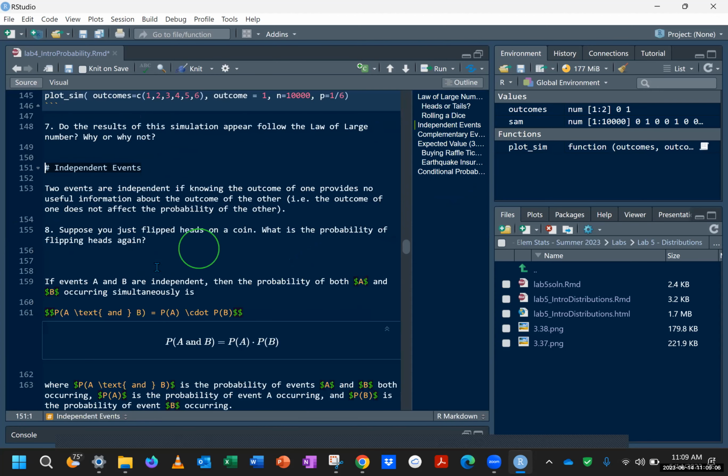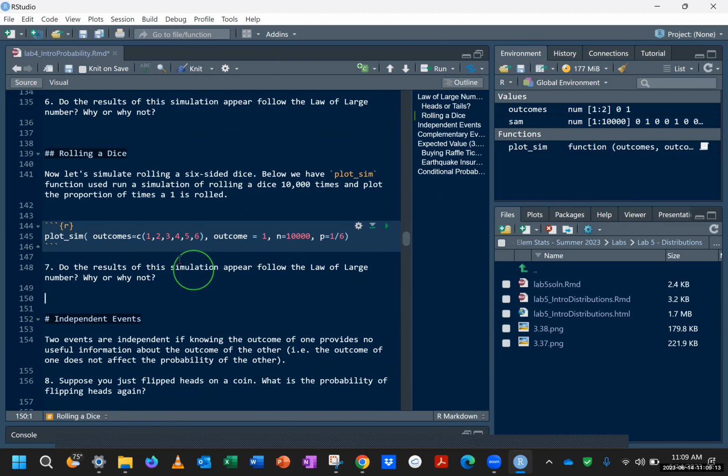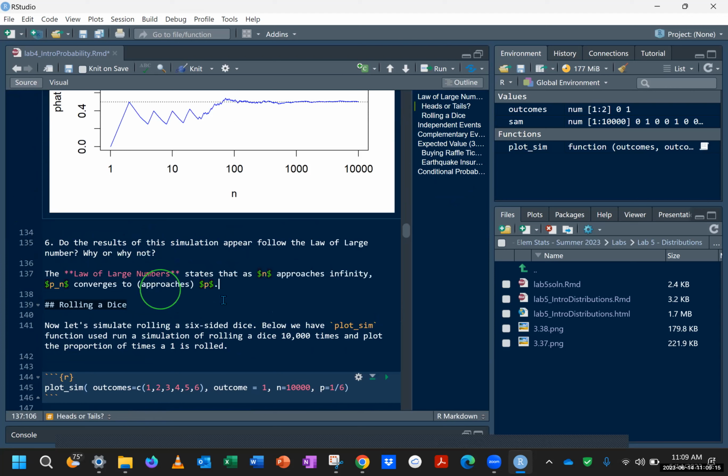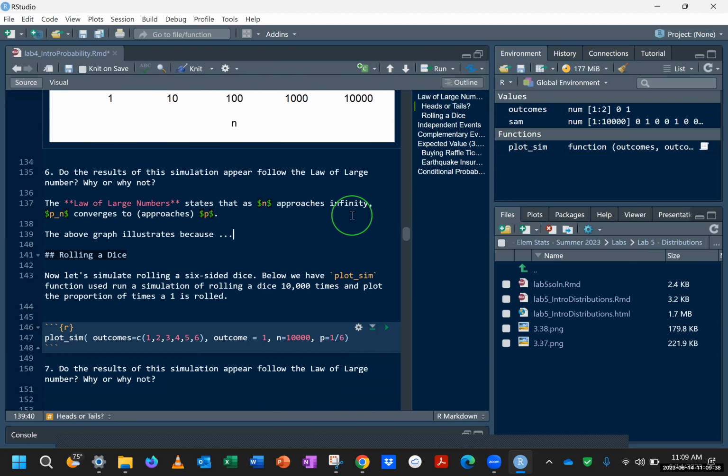So if I was on this section here, you could say the law of large numbers says this, and, oh, that was the wrong place. The law of large numbers says this, and say the above graph illustrates this. And then talk about the properties of the graph. What's happening to the proportion of success? This is getting bigger and bigger. Okay, so that's our first section. We got a good example of the law of large numbers.